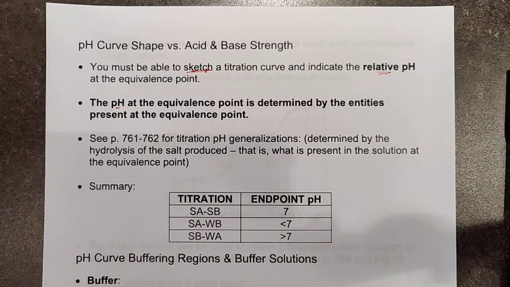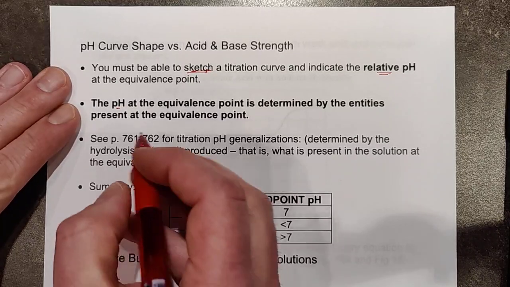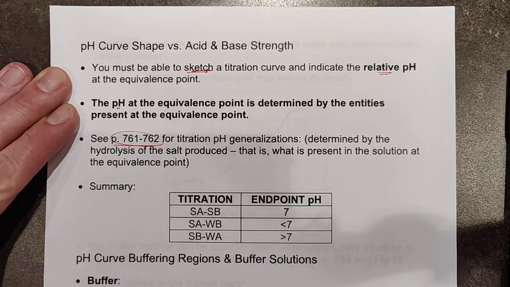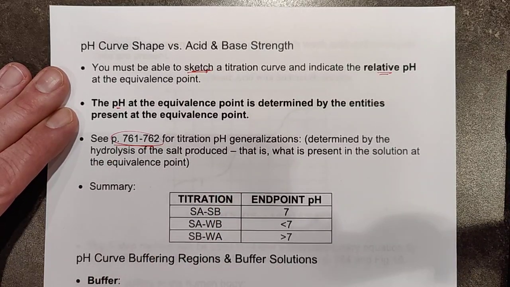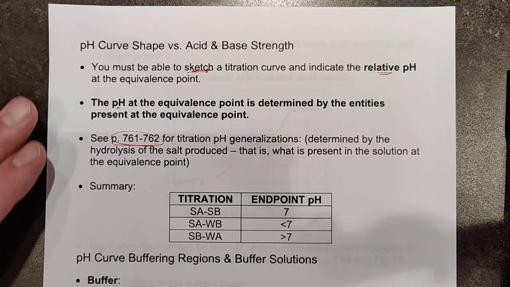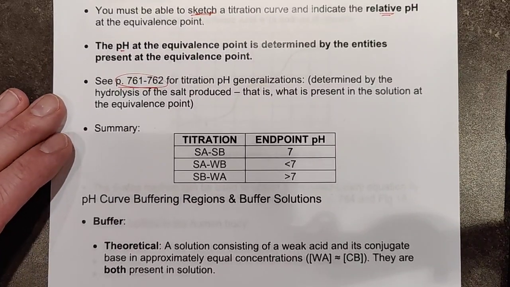We have in this unit then gone beyond what we saw with strong acids and strong bases. We've now included the weak acids and weak bases. And so you should take a peek at 761 and 762 for some pH generalizations when we take a look at the salt that's produced and how it relates to it. But ultimately, it boils down to this.